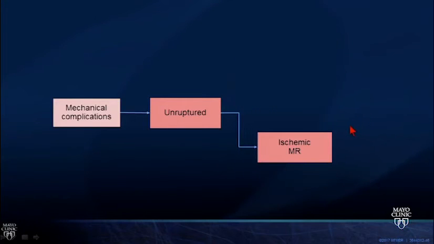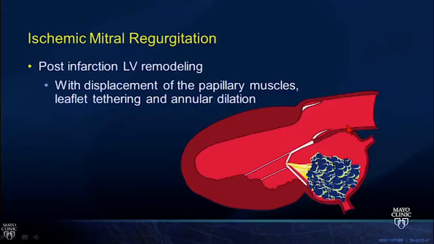What about ischemic mitral regurgitation as an unruptured complication? This is not a problem with the mitral valve leaflet so much as it is with the ventricles. As the LV remodels and distends in the setting of ischemia, there's displacement of the papillary muscles, which results in tethering of the subvalvular apparatus, and the mitral valve leaflets have difficulty closing.